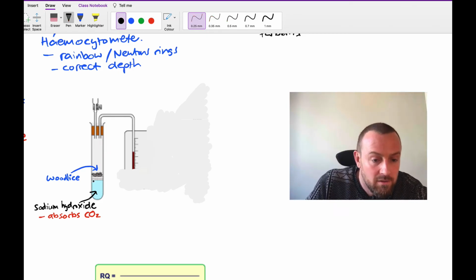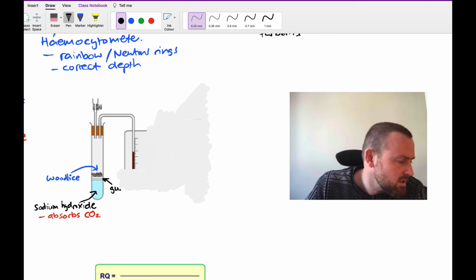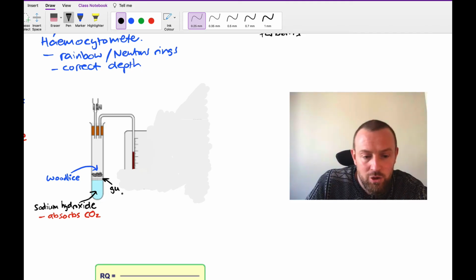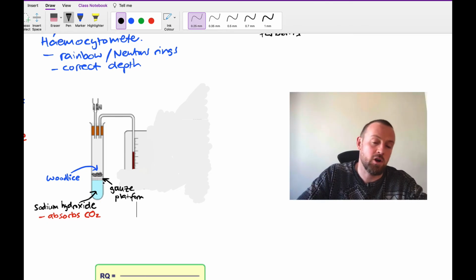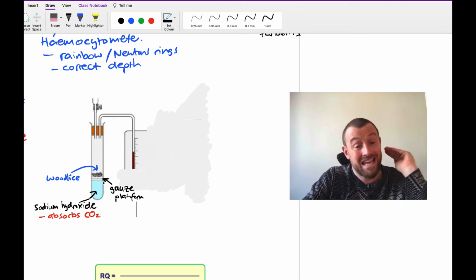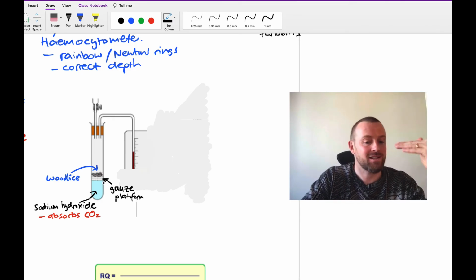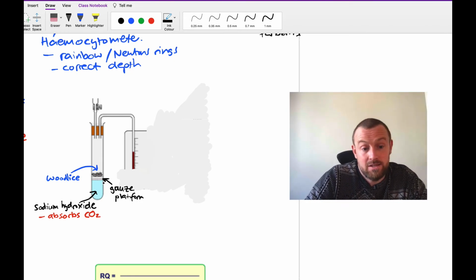And by the way, these are sitting on a little platform. It is a gauze, G-A-U-Z-E, gauze platform, which is like a little wire platform to allow gases to move through into the sodium hydroxide. You don't want the wood lice in the sodium hydroxide because it's an alkali and that's unethical. So there are ethical considerations in how to treat living things.